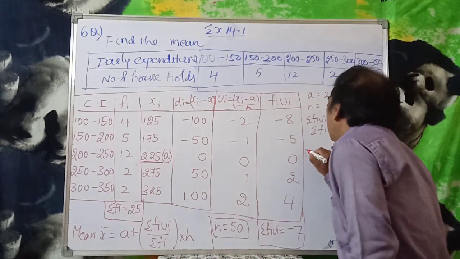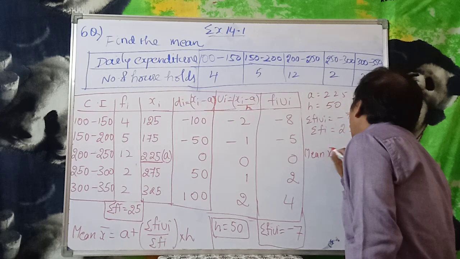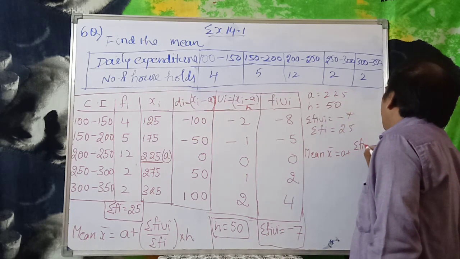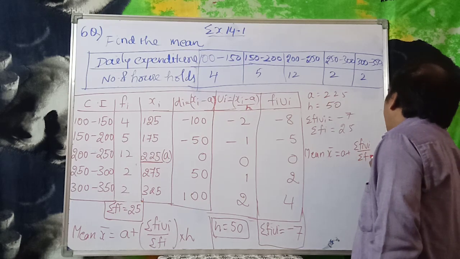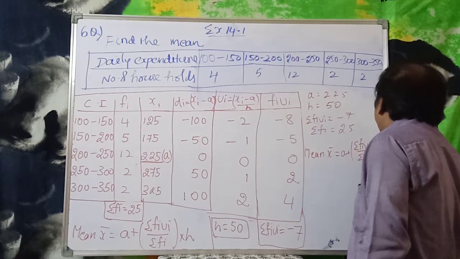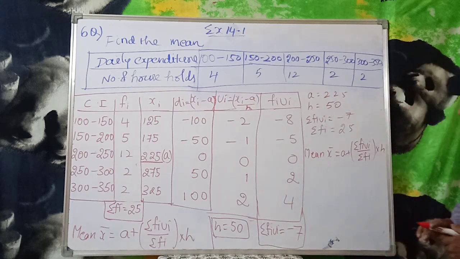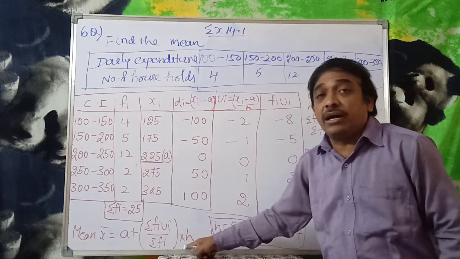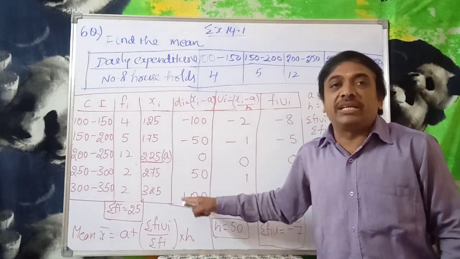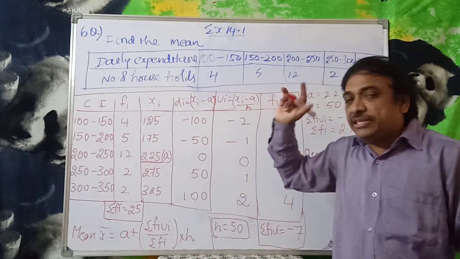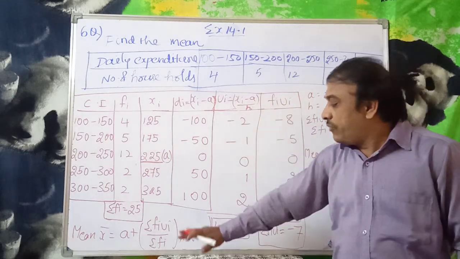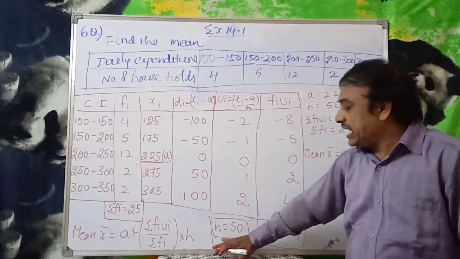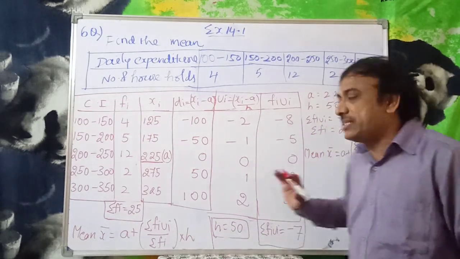Now mean x bar is equal to a plus sigma Fi ui by sigma Fi into h. You may have doubts about why we are writing the formula two times. I wrote it here for the purpose of the values we required from the table, so that you will remember, yes, ui means this, h means this. And h is the class size, not this total. Remember, h is the class size.